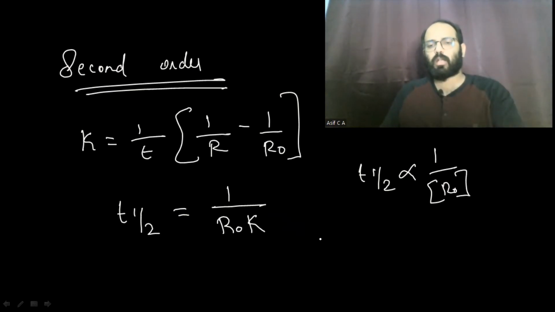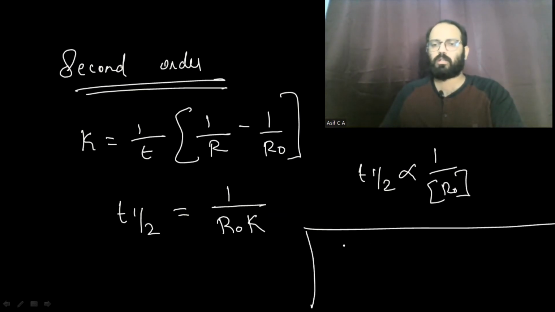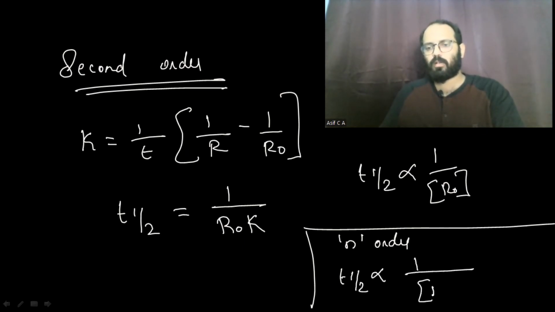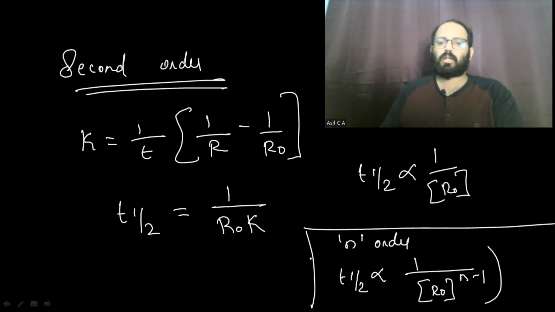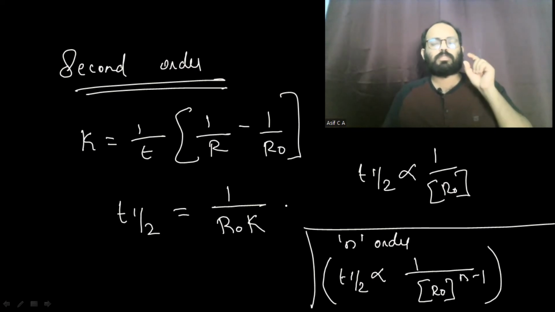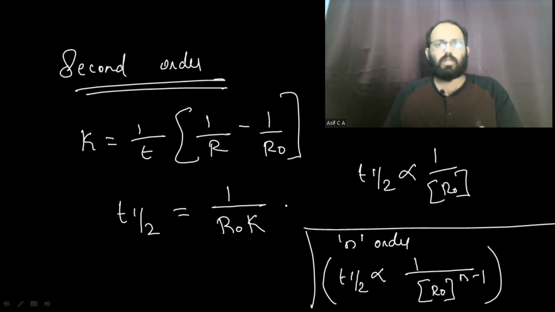Now for any order we can find t half. For order n, t half is proportional to 1 by r naught power n minus 1. So we can find t half for any order. Okay? So t half of zero order is directly proportional to concentration, t half of first order is independent of initial concentration, and t half of second order is inversely proportional to initial concentration.